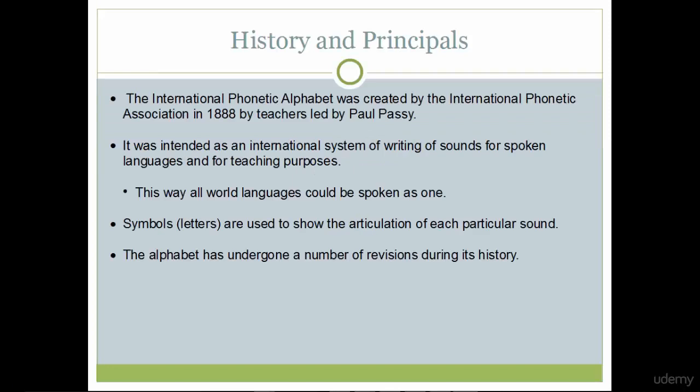The International Phonetic Alphabet was created by the International Phonetic Association in 1888 by Paul Passy, and the intention was actually to create one writing system internationally for teaching purposes. In this way, all languages could be unified and spoken as one. To do this, they created special symbols or letters to show the articulation of each particular sound. Over the last 100 years, it's had a number of revisions.